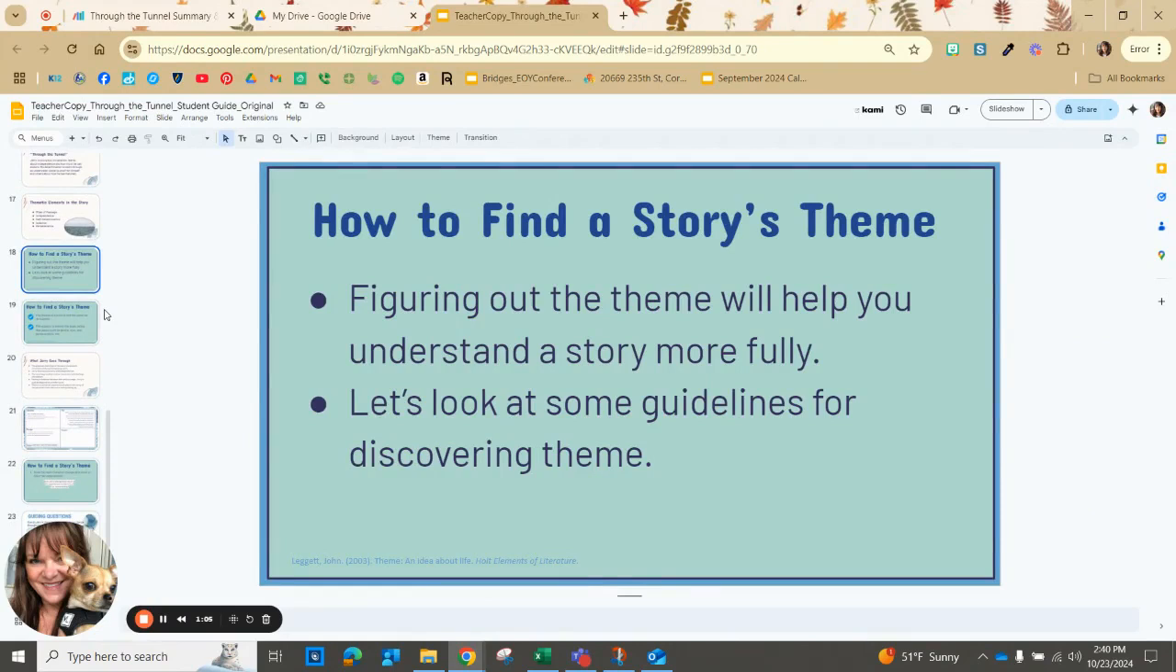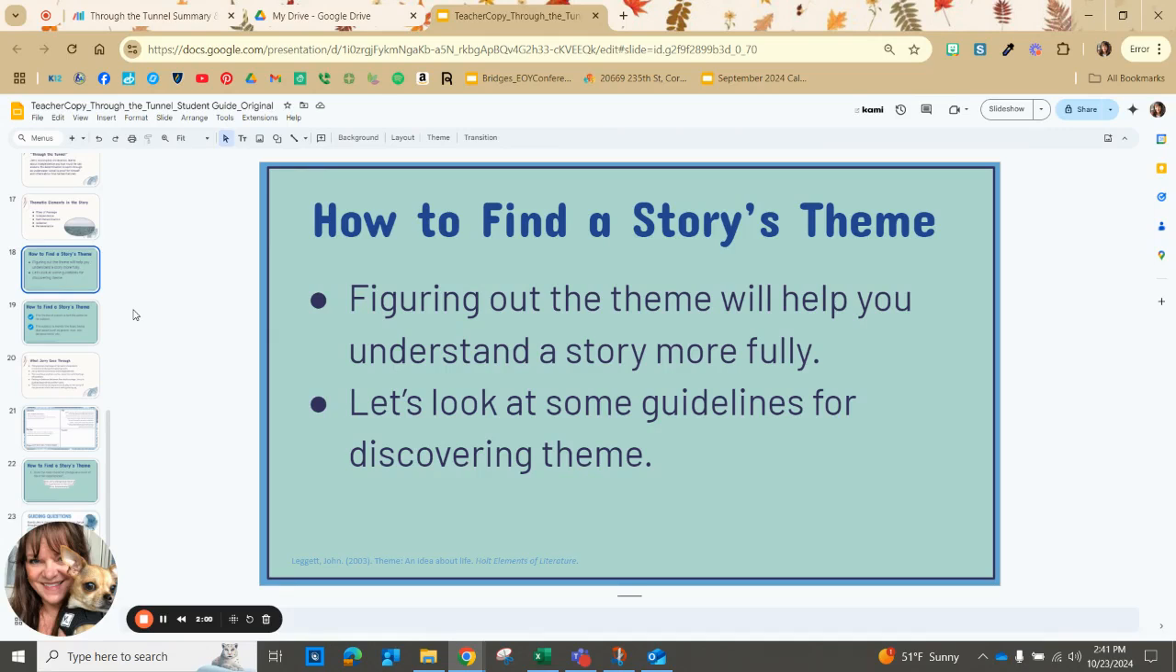So finding the story's theme helps us understand a story more fully. When we read for school or we read to analyze, it is a different kind of reading. It's a closer reading. It is an annotated reading. Whereas if I pick up a book or a magazine and read a story for pleasure, or read an online story and I don't need to analyze it, I don't read it the same way that we are doing the reading of Doris Lessing's Through the Tunnel in class. We might mentally be annotating when we're reading for pleasure, but not to the extent that we're doing this today. So let's look at some guidelines for discovering theme.